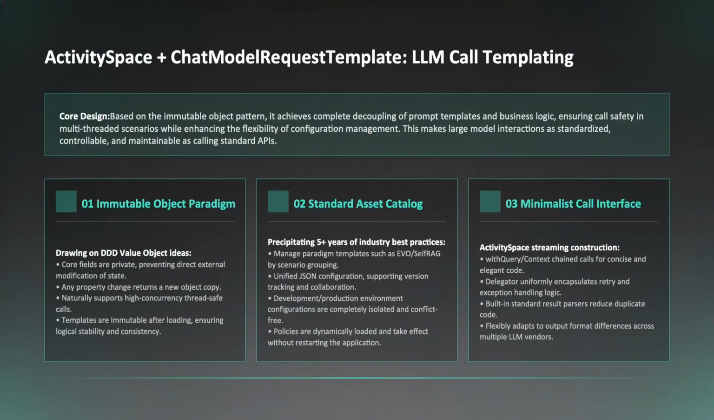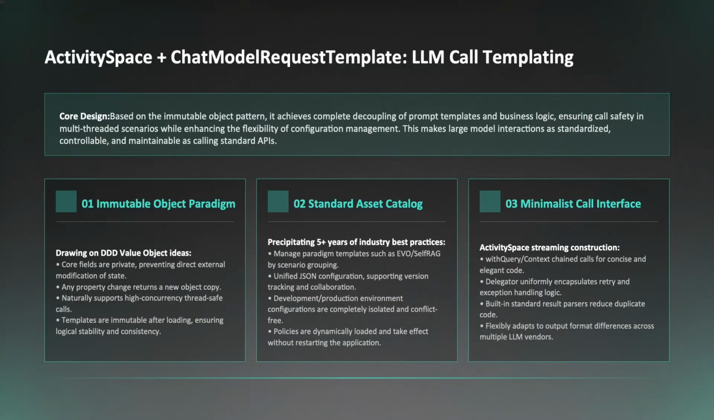Slide 6. Activity Space plus Chat Model Request Template, standardized LLM invocation templates. Next, we'll cover our standardized LLM calling module, Activity Space paired with Chat Model Request Template. The core design idea here leverages the immutable object pattern to completely decouple prompt templates from business logic. This ensures thread-safe calls under heavy multi-threaded load, while simplifying configuration management. Calling LLMs becomes as standardized, controllable, and maintainable as invoking regular REST APIs.